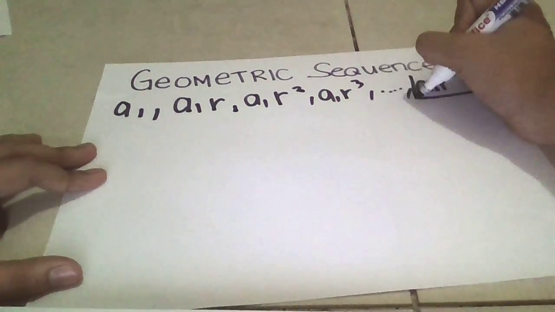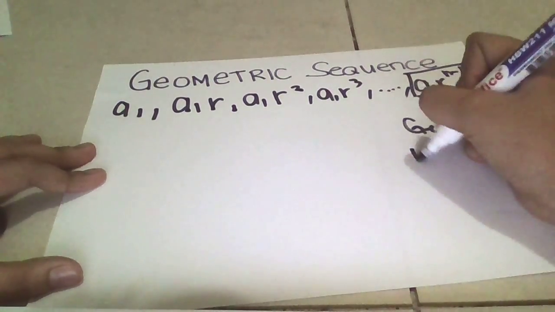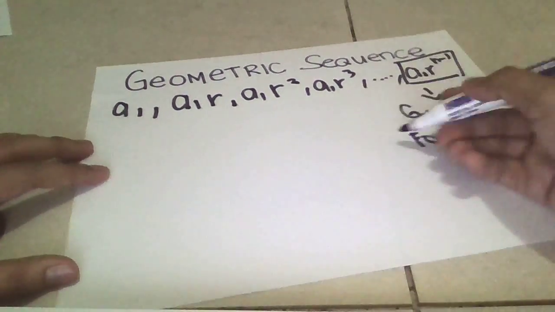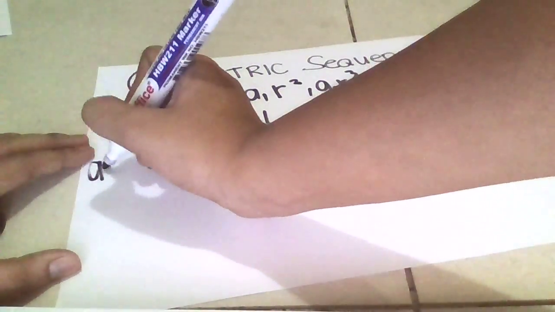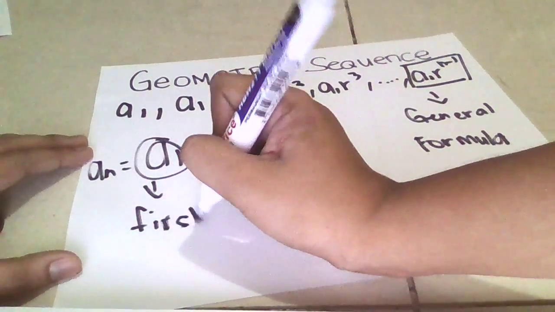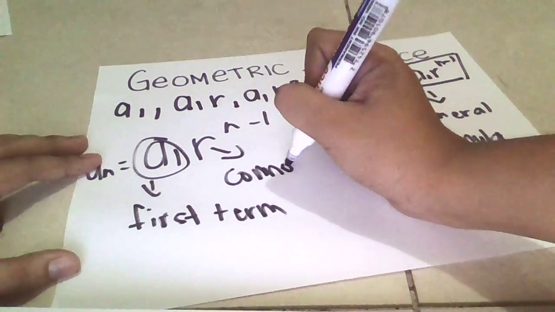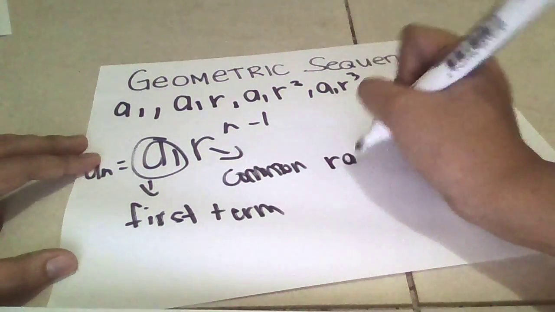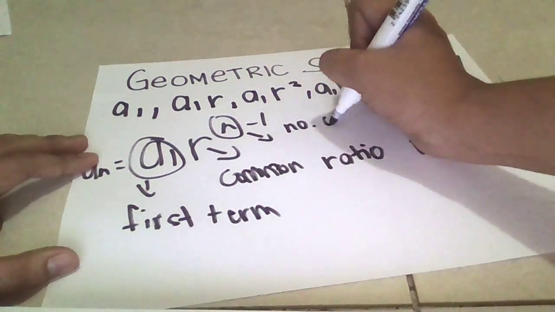So this is the general formula, where a sub 1 is still the first term, r is the common ratio, and n is the number of terms.